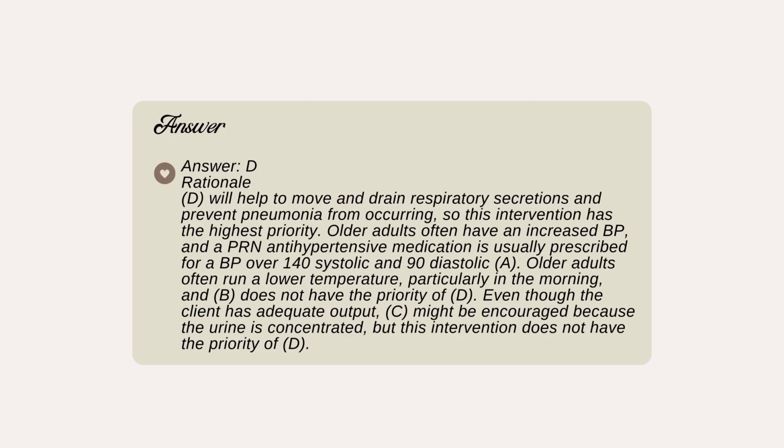Answer. D. Rationale. D. Will help to move and drain respiratory secretions and prevent pneumonia from occurring, so this intervention has the highest priority. Older adults often have an increased BP, and a PRN antihypertensive medication is usually prescribed for a BP over 140 systolic and 90 diastolic. A. Older adults often run a lower temperature, particularly in the morning, and B. does not have the priority of D. Even though the client has adequate output, C might be encouraged because the urine is concentrated, but this intervention does not have the priority of D.